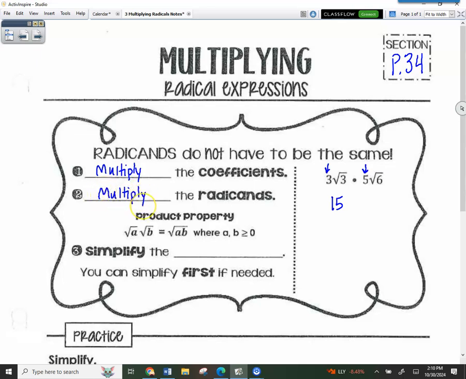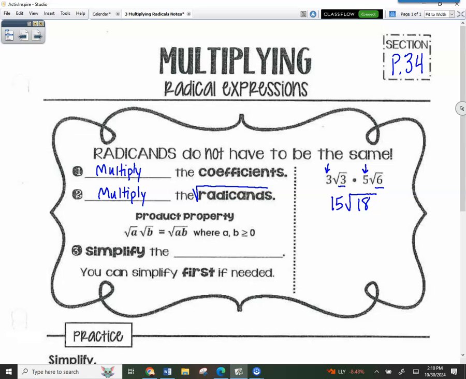Then you're going to multiply the other parts, which is the radicands. Remember we said it's like canned food. You're only interested in the part underneath the radical. You're going to multiply those parts together. I like to underline them. So 3 times 6. What's that? 18. And since it was under a radical, it stays under the radical because I have not evaluated it.